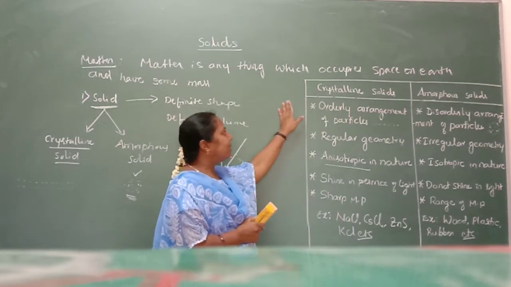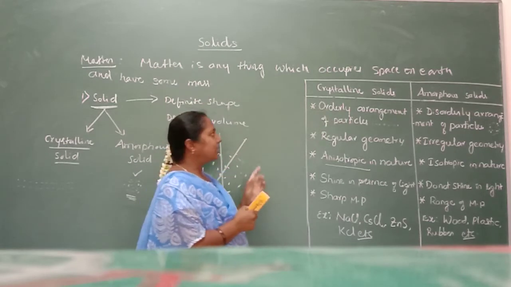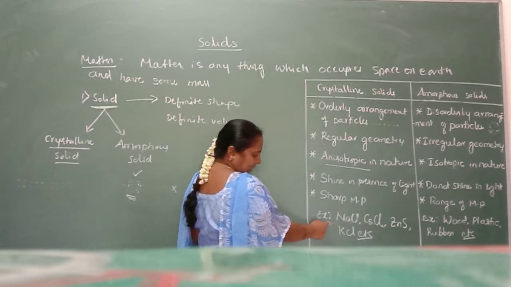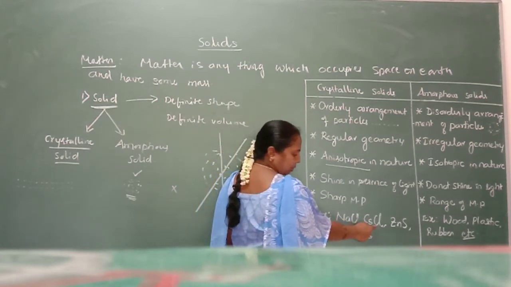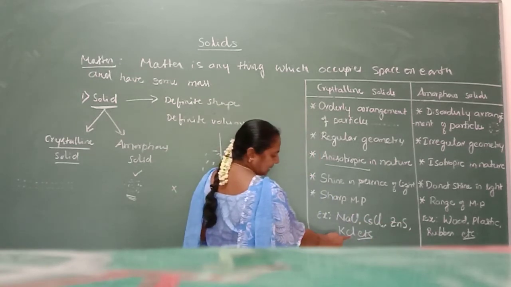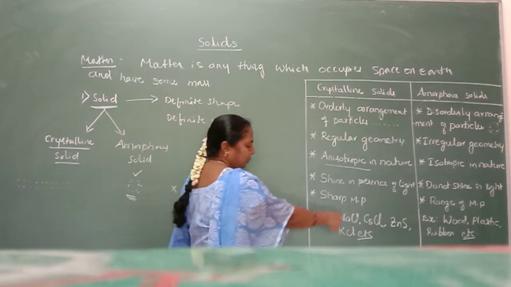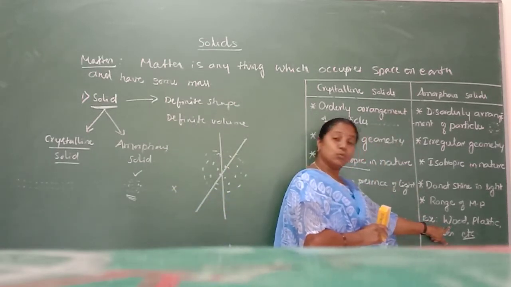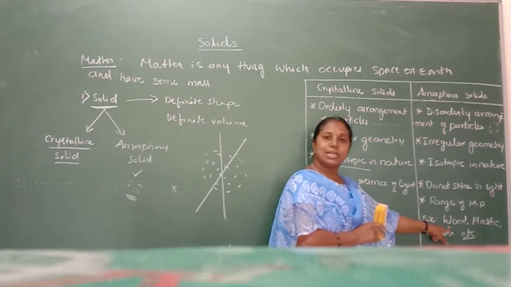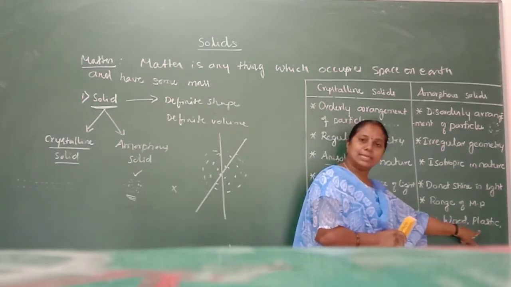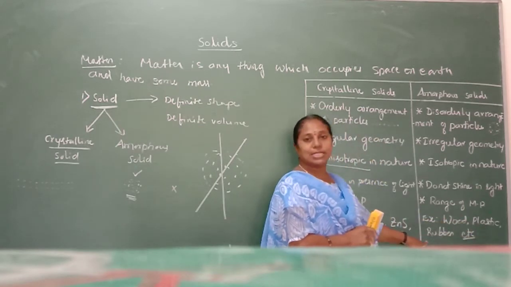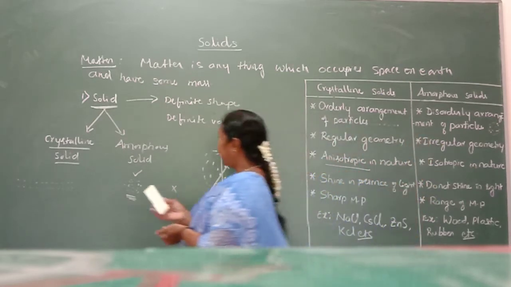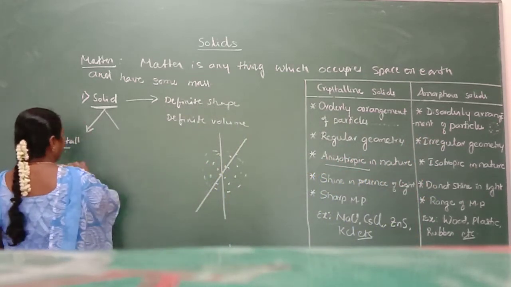And then the examples for these different types of solids, crystalline and amorphous. For the crystalline solids, the examples are NaCl, that is sodium chloride, cesium chloride, zinc sulfide, KCl, potassium chloride, etc. These are the examples for crystalline solids. And for the amorphous solids, wood is one of the amorphous solids in which the particles are in irregular number. Plastic is also one of the amorphous solids. Rubber is also one of the amorphous solids. So this is nothing but the differences between the crystalline and amorphous solids.